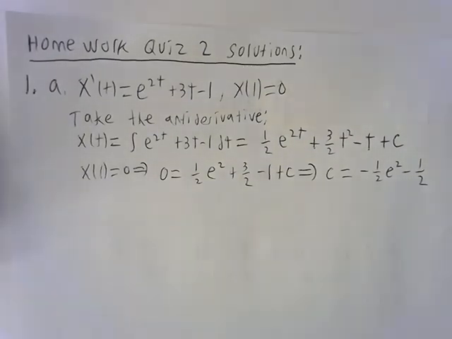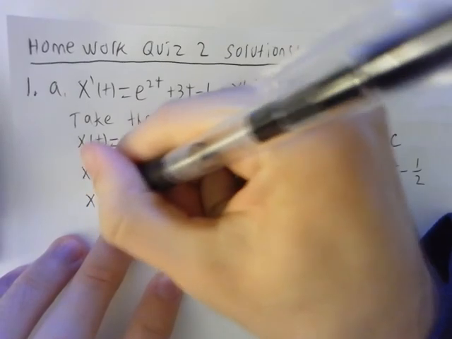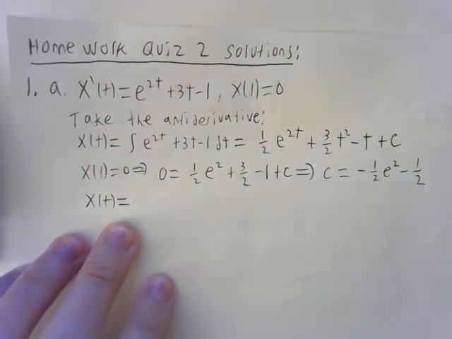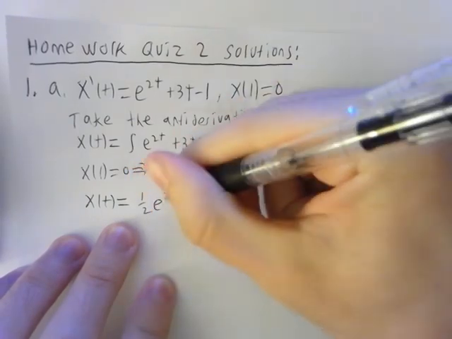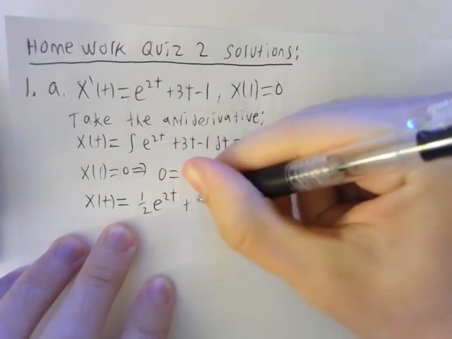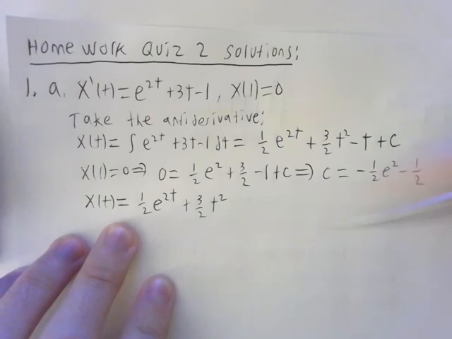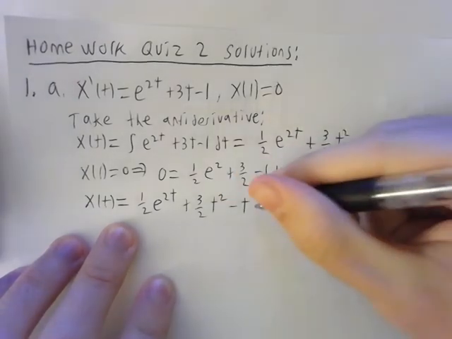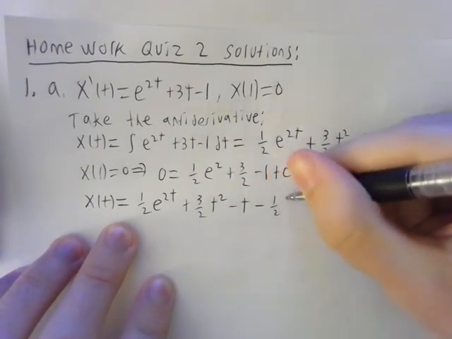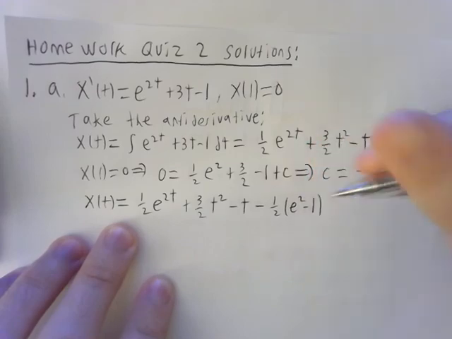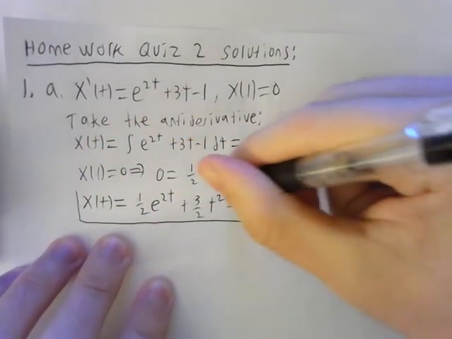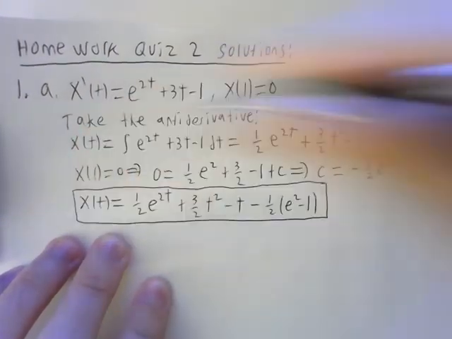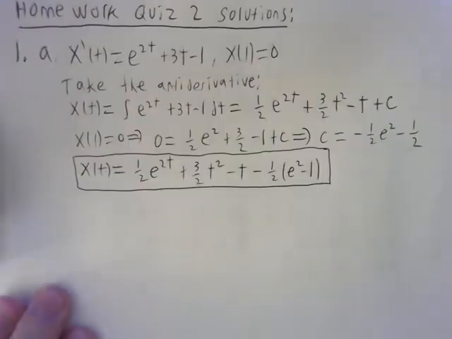So this means that x of t must be equal to 1/2 e to the 2t plus 3/2 t squared minus t, then minus 1/2 e squared minus 1. So that's the answer to part A.